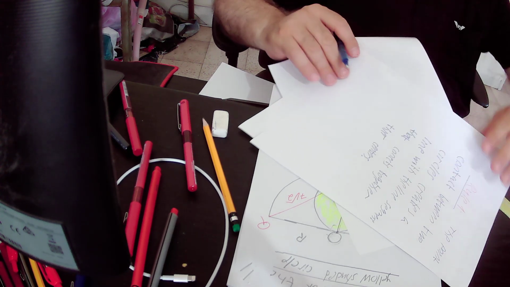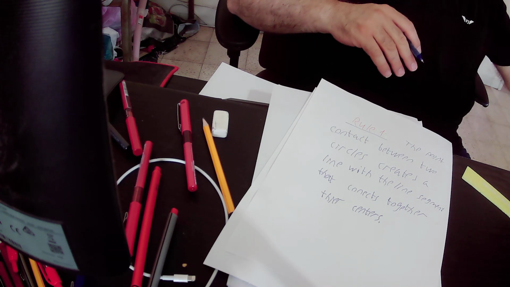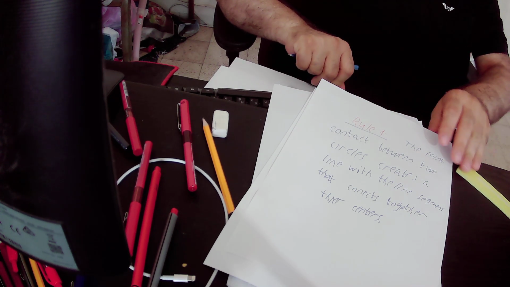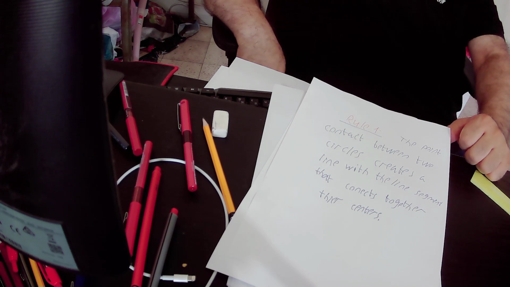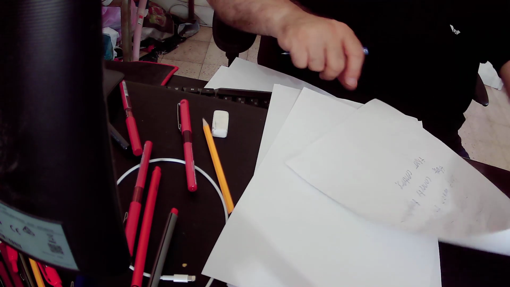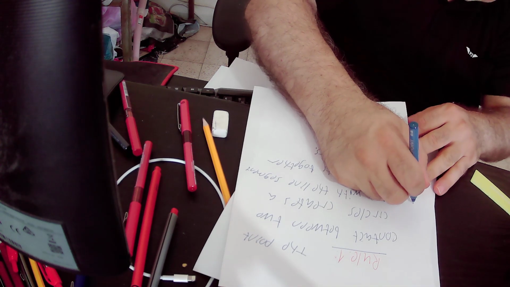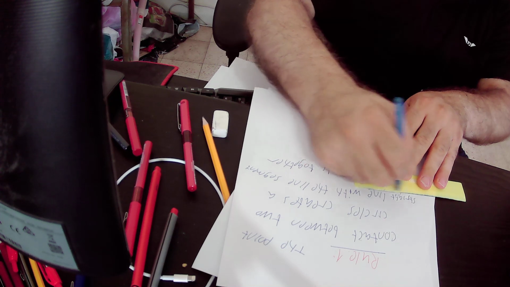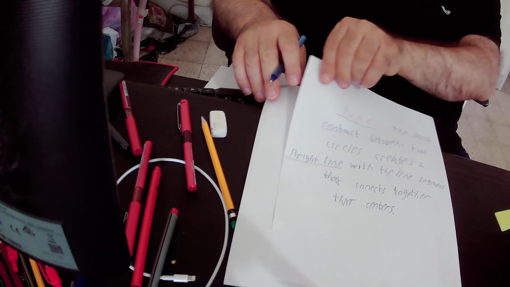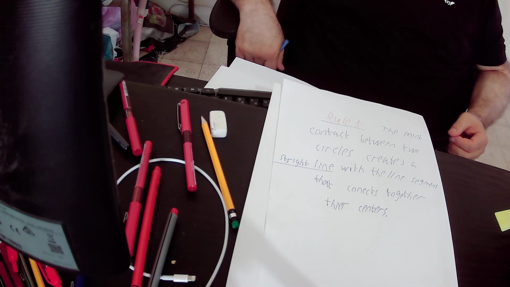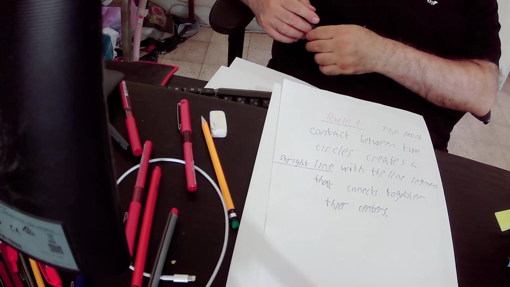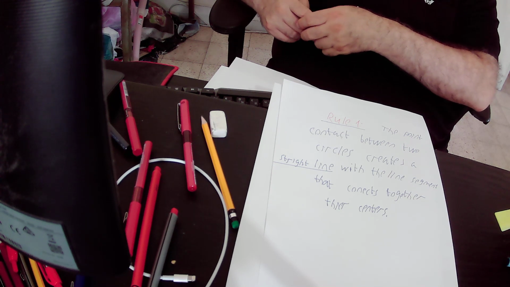Again, I will read rule number 1. Rule number 1 states that the point of contact between two circles creates a straight line with the line segments that connect together their centers.